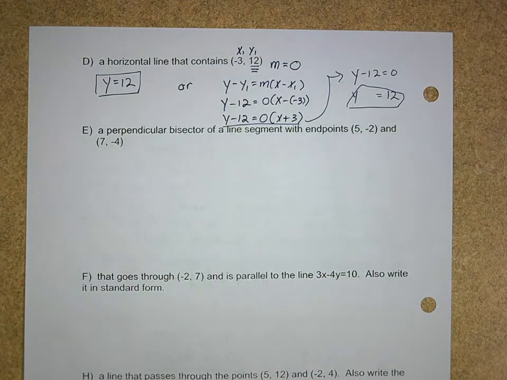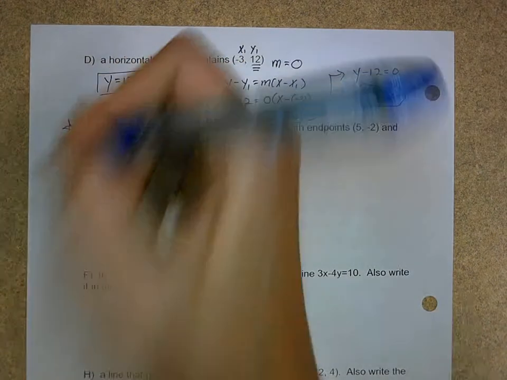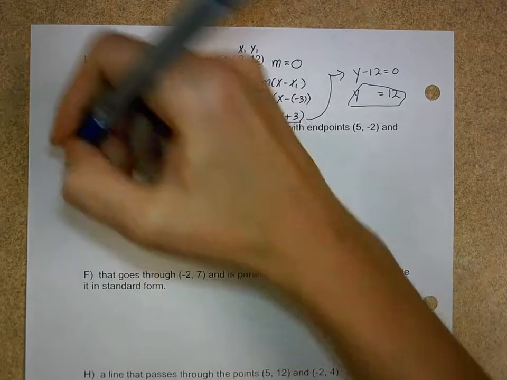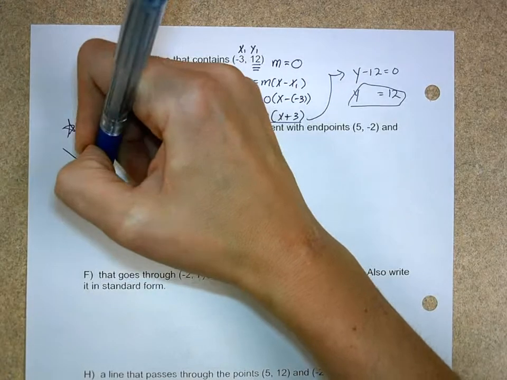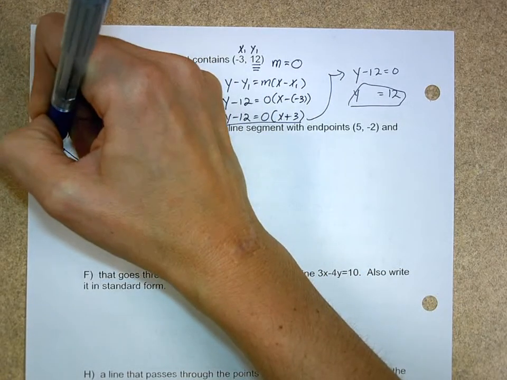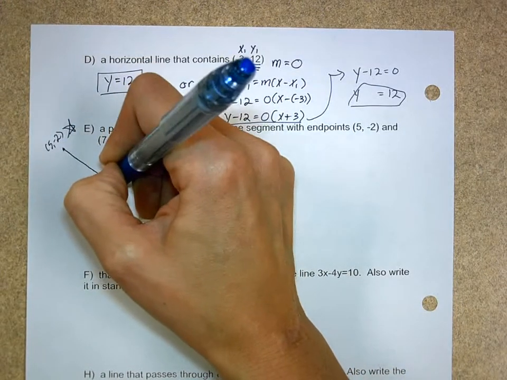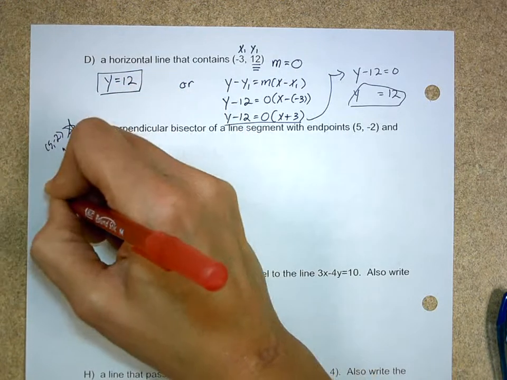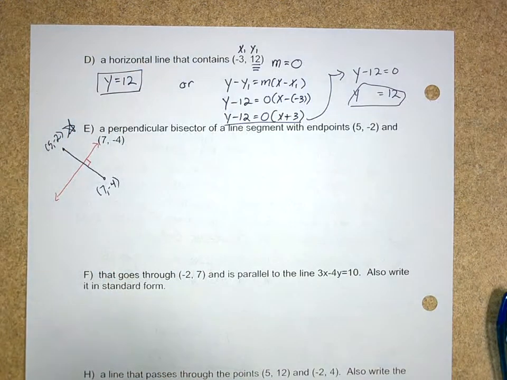Alright, now here it is, the hardest question of the whole little subunit we're doing on writing equations of lines. You have to write the equation of the perpendicular bisector of a line segment whose endpoints are 5, -2, and 7, -4. So it looks something like this. Here would be 5, -2, and over here we have 7, -4, and I want the perpendicular bisector of that. Remember, if it's perpendicular, it forms a right angle, and if it's a bisector, it divides the segment into two congruent segments, and it has to go through the midpoint.